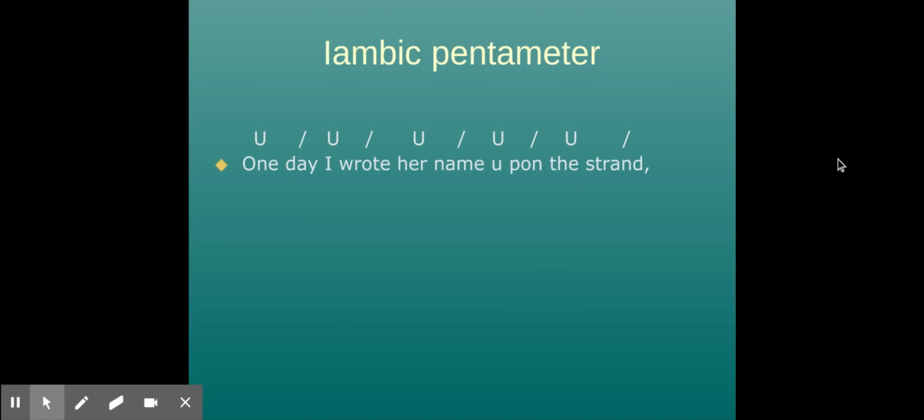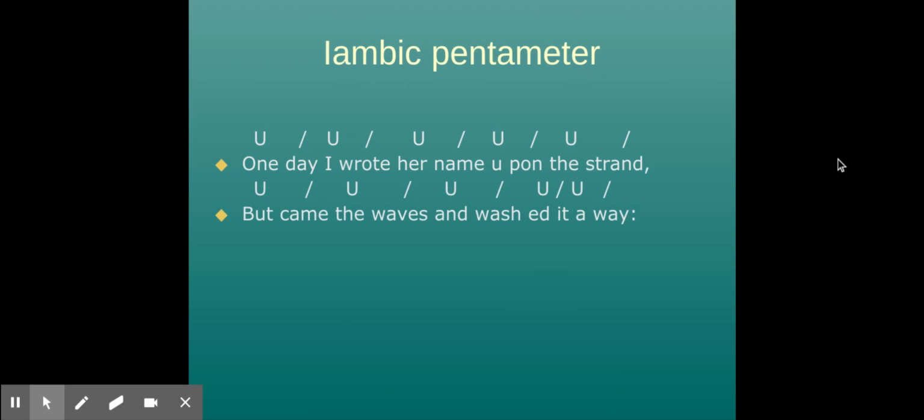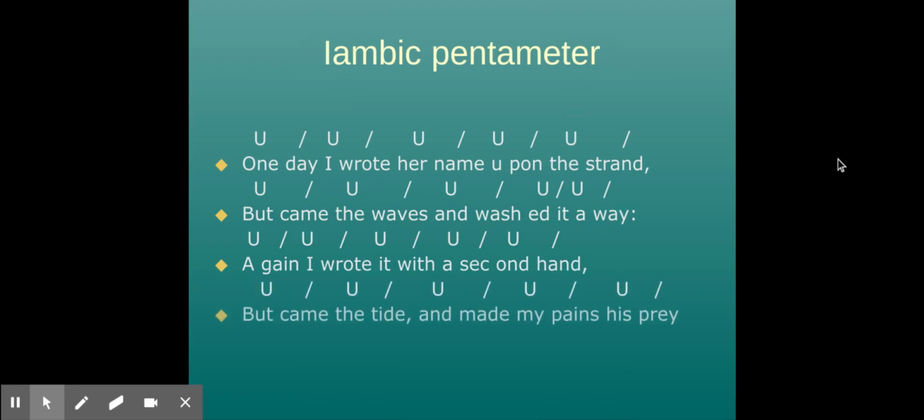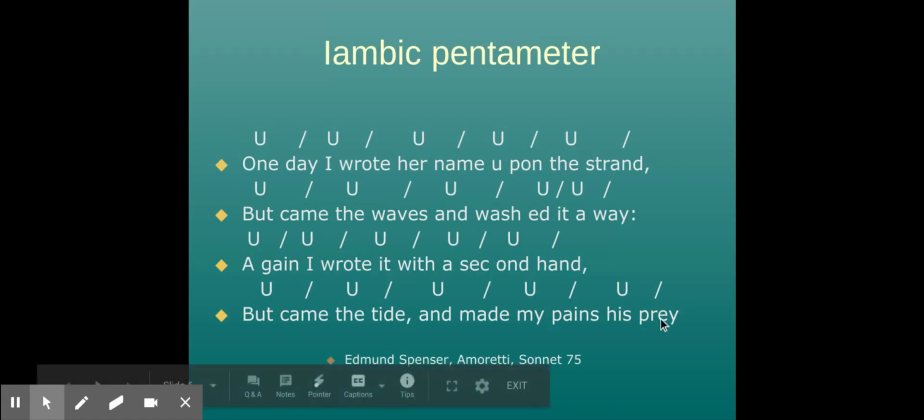So here's an example of iambic pentameter from a pretty famous poem. I don't know if you'll recognize it or not. One day I wrote her name upon the strand, but came the waves and washed it all away. Again I wrote it with a second hand, but came the tide and made my pains his prey. So this is a sonnet from Edmund Spenser. If you'll notice, it has a set rhyme scheme as well as iambic pentameter. So the rhyme scheme is A, B, A, B.